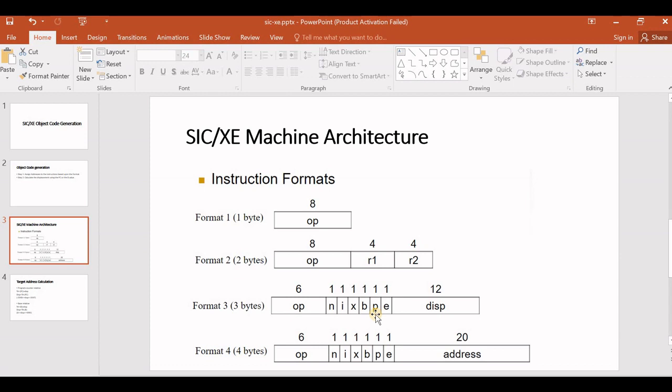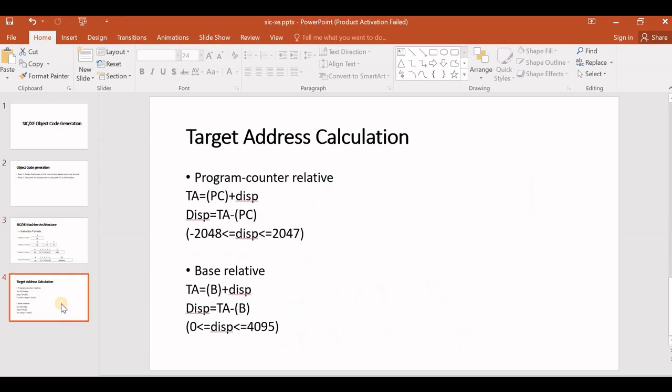Next, coming to the P bit. P represents PC relative addressing mode. By default, all SIC or SIC-XC instructions will be in PC relative addressing mode. The range of PC relative addressing mode is between -2048 and 2047. So how do you find out the target address when the instruction is in program counter relative addressing mode? Target address is equal to program counter value plus displacement.